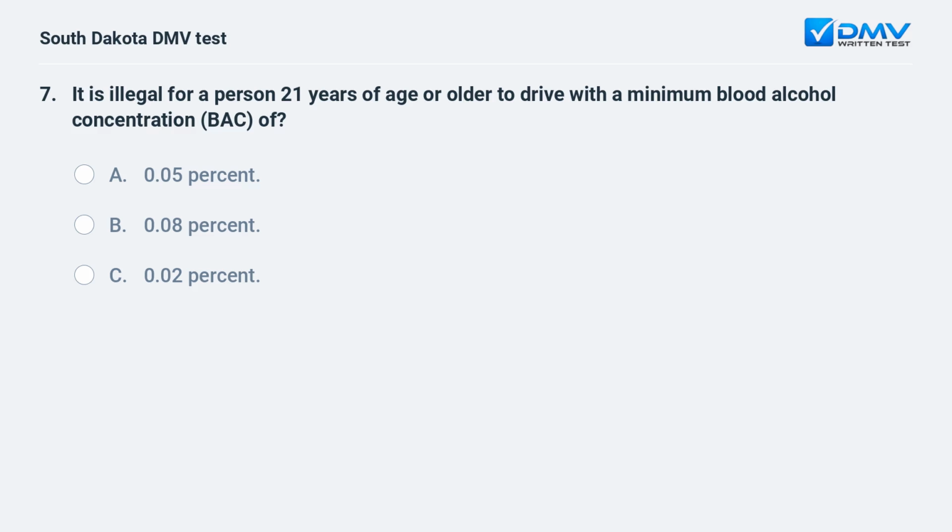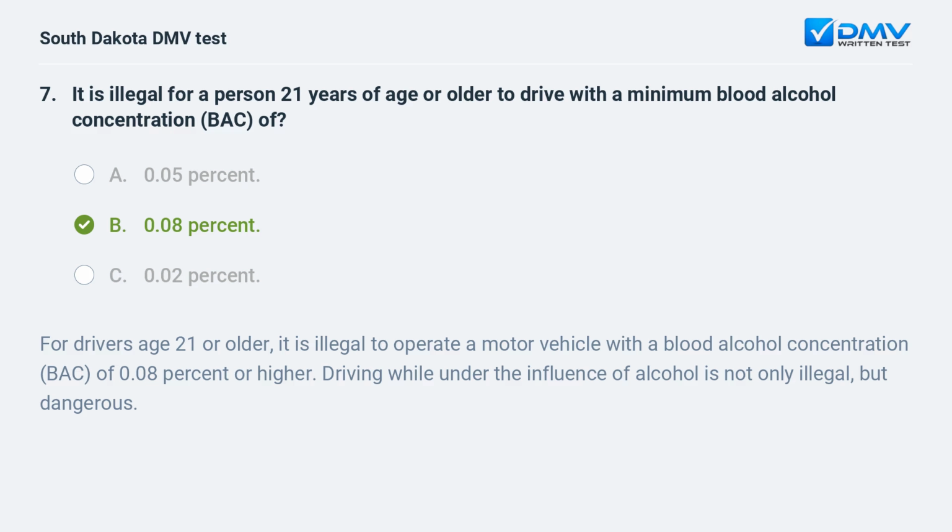It is illegal for a person 21 years of age or older to drive with a minimum blood alcohol concentration (BAC) of a. 0.05%, b. 0.08%, c. 0.02%. The answer is b. 0.08%. For drivers age 21 or older, it is illegal to operate a motor vehicle with a blood alcohol concentration (BAC) of 0.08% or higher. Driving while under the influence of alcohol is not only illegal, but dangerous.